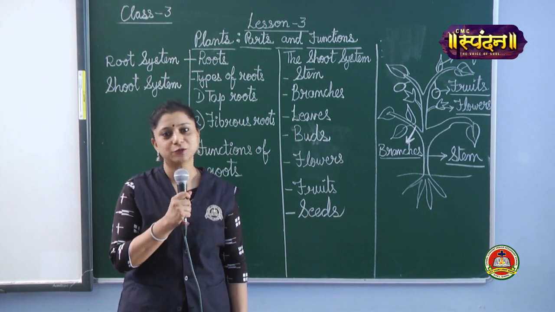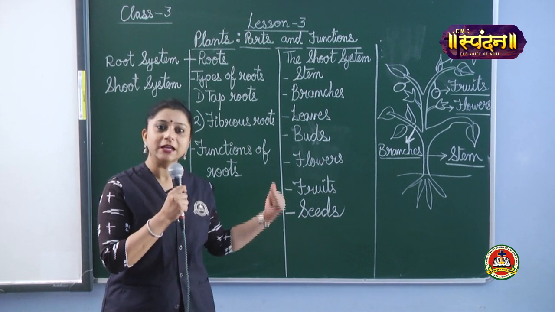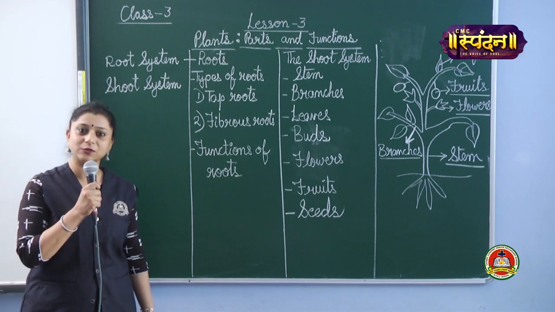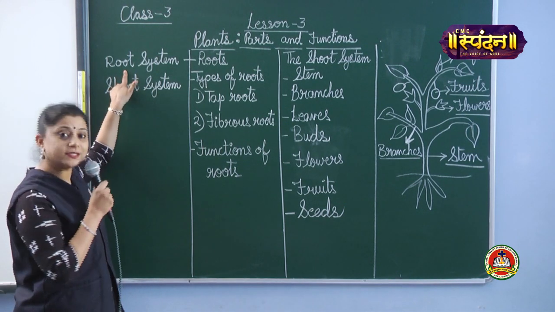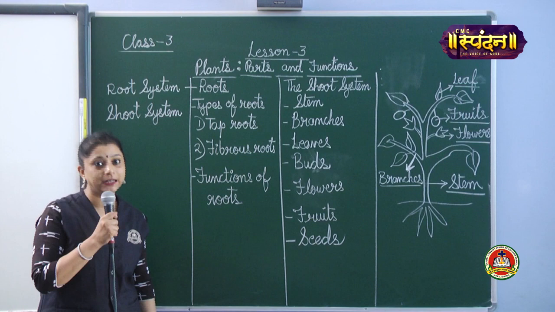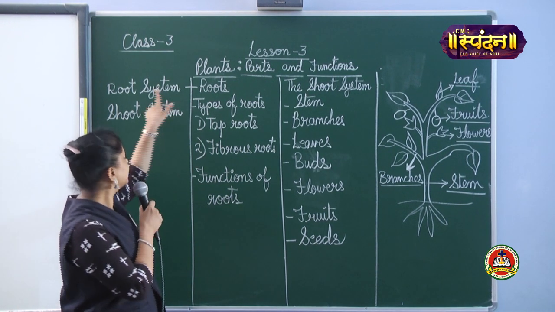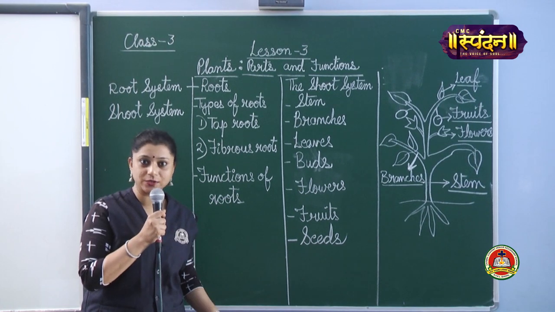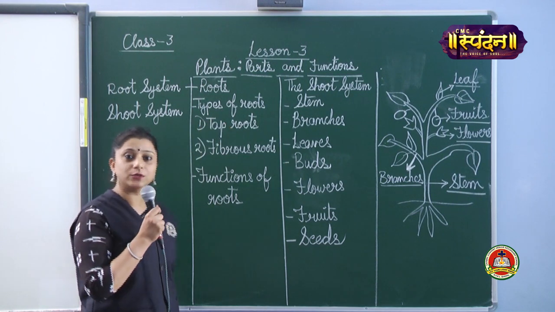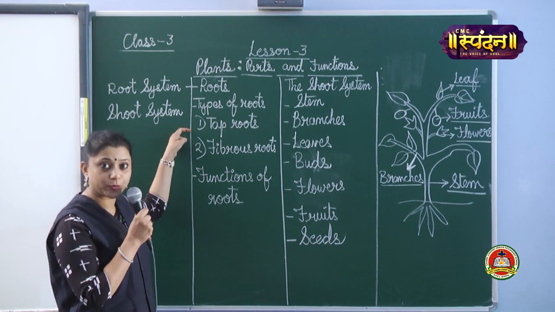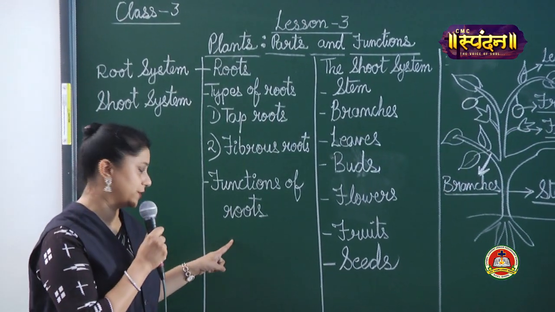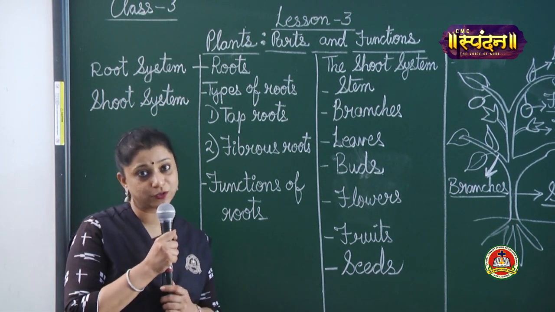I hope you have seen the first part of this chapter. In the first part, we have discussed that a plant mainly consists of two parts, the root system and the shoot system. And we discussed the root system in detail in the previous video. We discussed that the root system grows under the ground and it consists of roots. And we also discussed the types of roots, that is tap roots and fibrous roots, and the functions of roots. I hope this much part of the lesson is clear to all of you.